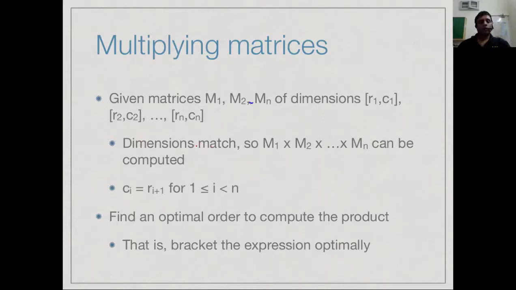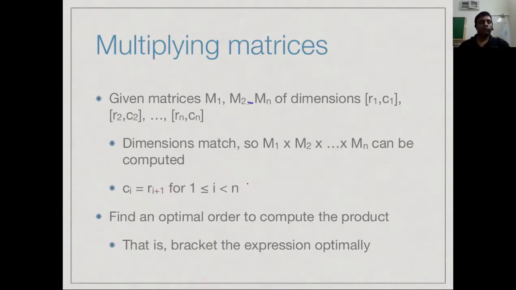Remember that all we need, assuming the entries of course can be combined by sensible multiplication and addition operations, what we need to be able to multiply two matrices is that the dimensions should match. So we are guaranteed that the number of columns of each matrix is equal to the number of rows of the next matrix. So that product is well defined. Okay? And our goal is to find an optimum way to compute this product.